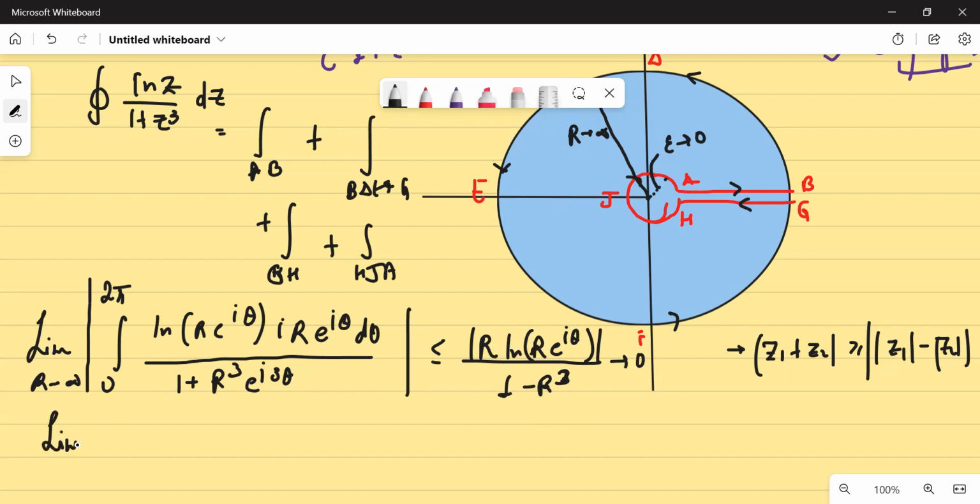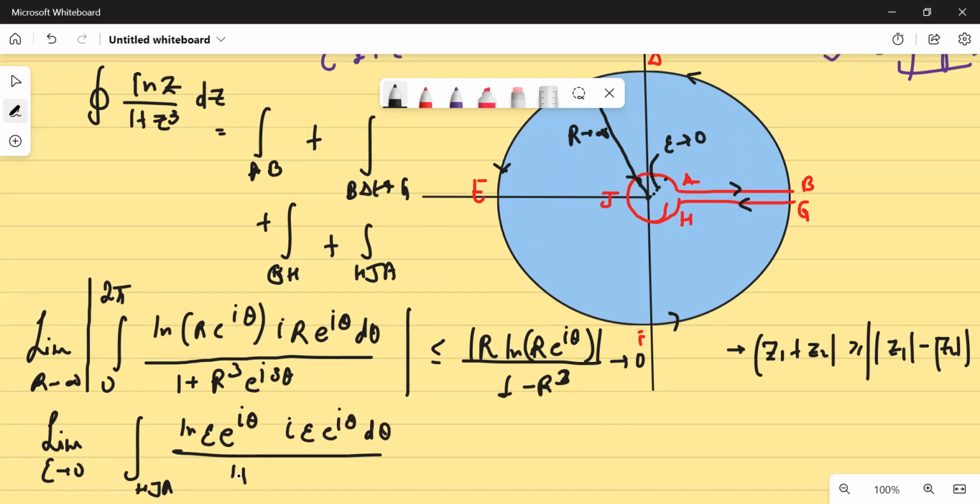Similarly, if you try to find the limit as epsilon tends to 0 of the integration over HJA, you will find ln of epsilon e^(iθ) times i epsilon e^(iθ) dθ, and then you have 1 plus epsilon cubed e^(3iθ). So eventually, as epsilon tends to 0, this integral will also go towards 0.